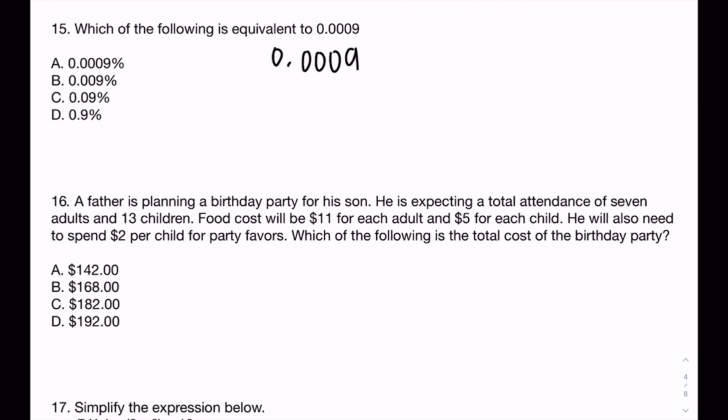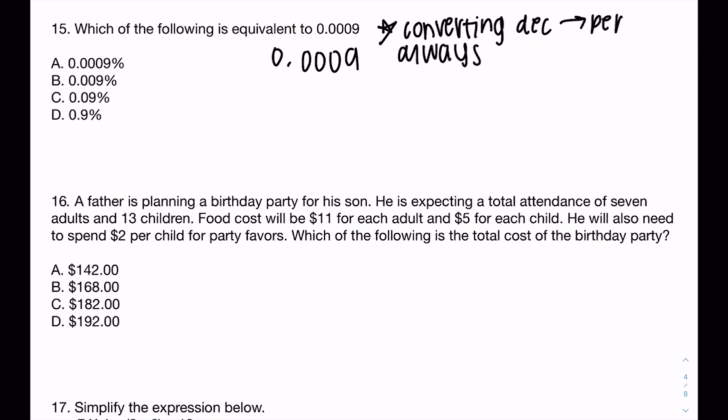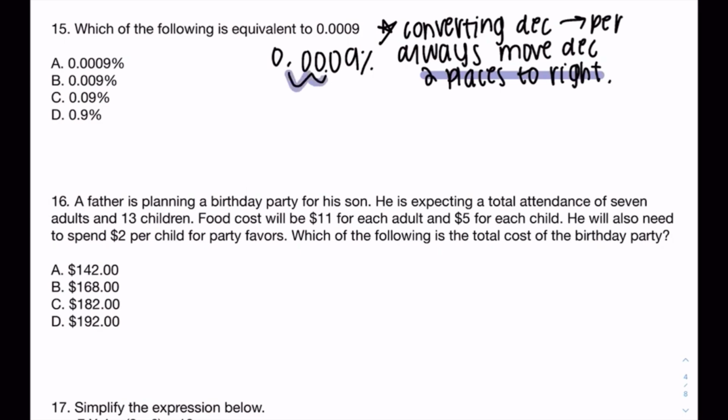0.0009. Now one thing for tests that you should know is converting decimal to percent. You're always going to move the decimal point 2 places to the right. Now in my notes, of course, they're going to look a lot nicer than this, but for video purposes, I'm going to be shorthanding a lot of things. So I'm going to move 1, 2, add that decimal, add that percent, and as you can see, 1, 2.